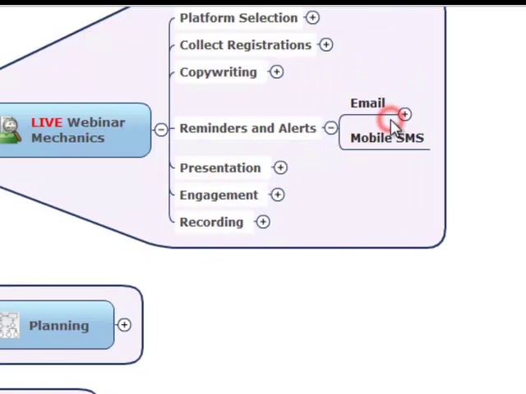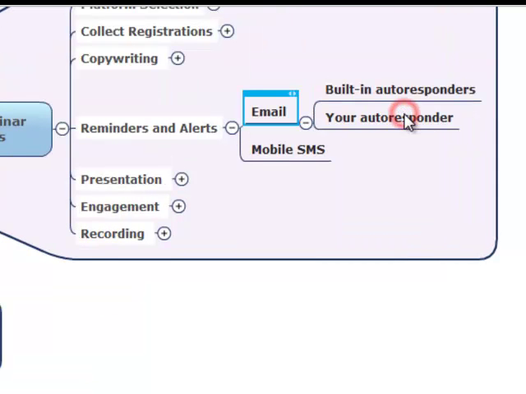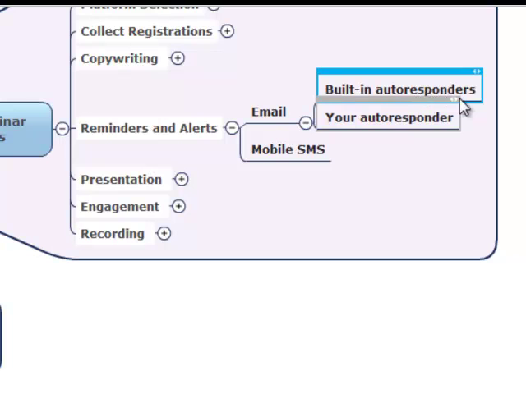Reminders and alerts. You definitely want to have something in place so that you can remind people that the webinar is coming up. Probably remind them by email the day before, and an hour or so before. Some, not all, of the platforms have built-in autoresponders, so that you can make that a function of the webinar. So when you title it and schedule it online, there are autoresponders built in, and you can use those.